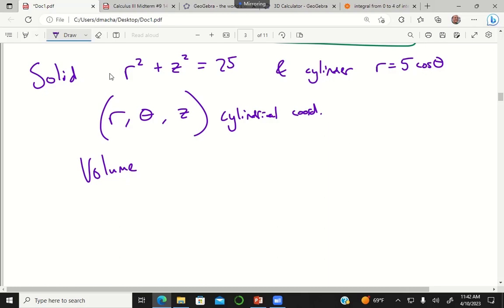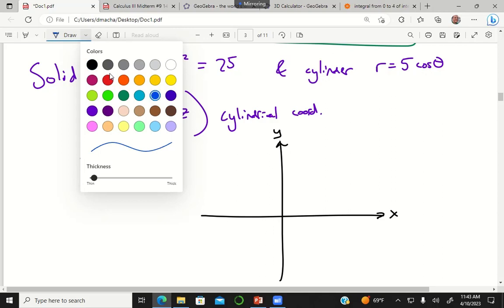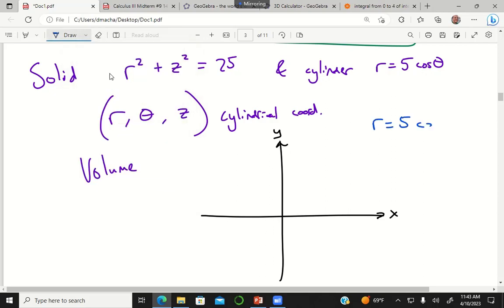So, gosh, what would it look like to have cosine theta just in the xy plane? If we were trying to graph r equals 5 cosine theta. Well, when theta is 0, cosine is 1. And so when theta is 0, r is going to be equal to 5. So we'll have a point right there.